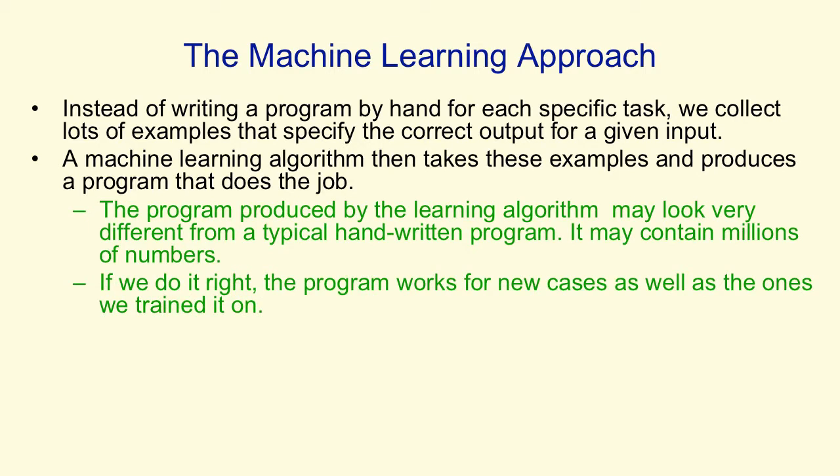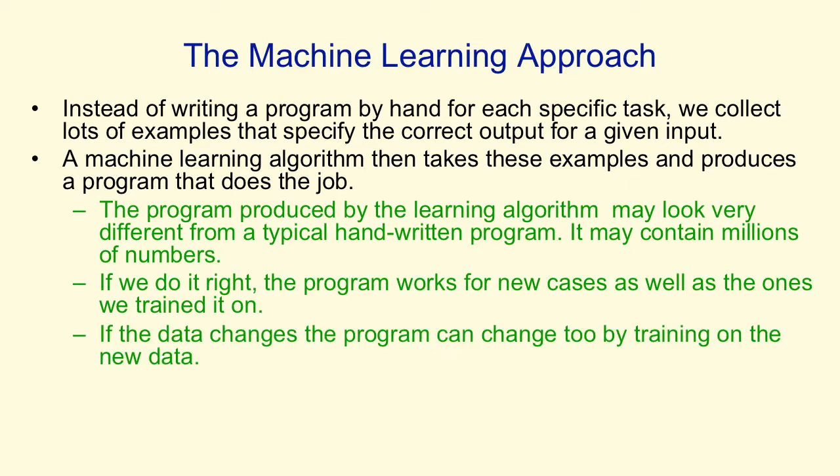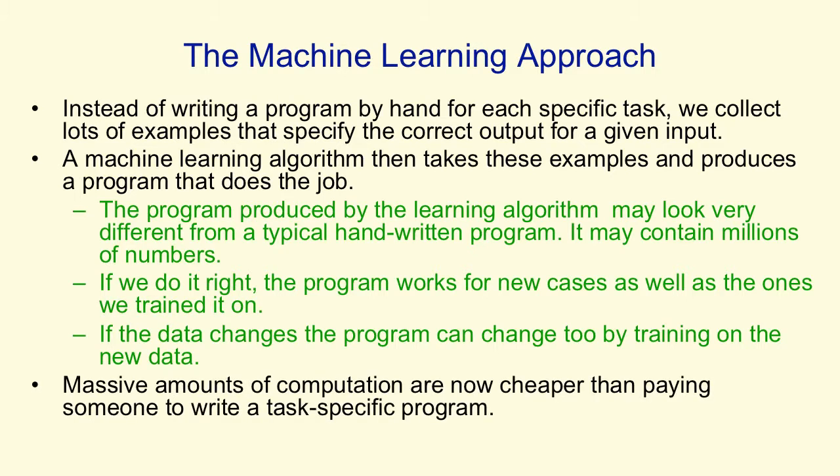If we do it right, the program should work for new cases as well as the ones it's trained on. And if the data changes, we should be able to change the program relatively easily by retraining it on the new data. And now, massive amounts of computation are cheaper than paying someone to write a program for a specific task, so we can afford big, complicated machine learning programs to produce these task-specific systems for us.